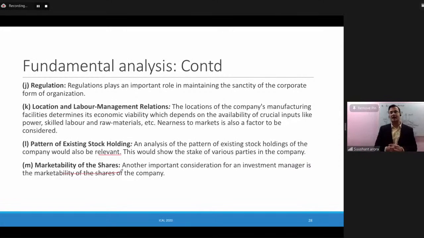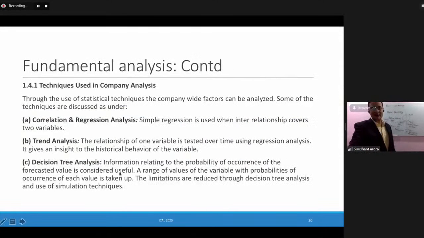That is called the marketability of the shares. If the shares are absolutely illiquid, then you should not invest in those shares. If the shares are marketable, it means you are able to find the seller, and if you have already bought those shares, then it's always a good point. So again, very simple, nothing technical in this.